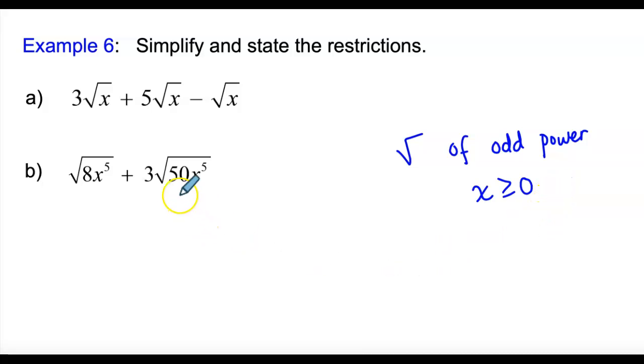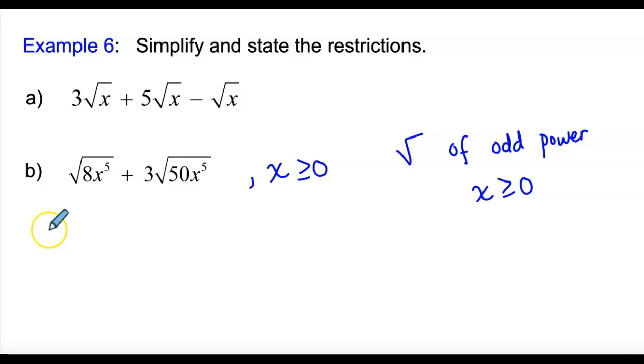Furthermore, let's look at the next one. We have the same situation. We have an odd power, which is 5, and we are taking the square root. So the same rule applies. Therefore, our restriction for this 6b is that x must be greater than or equal to 0. Okay, so now we can go ahead and start simplifying it.